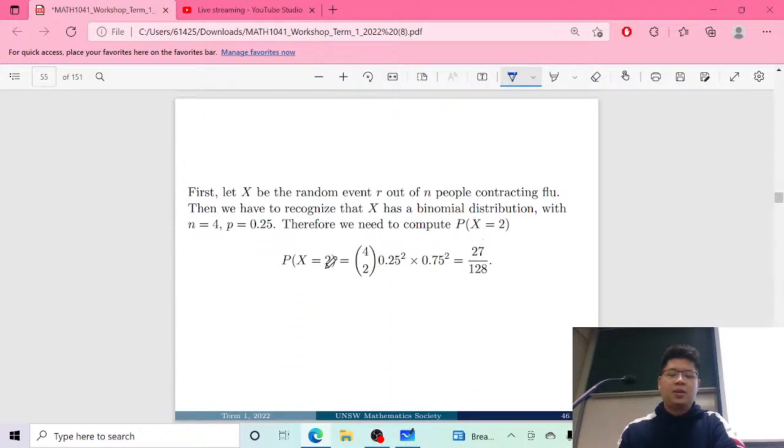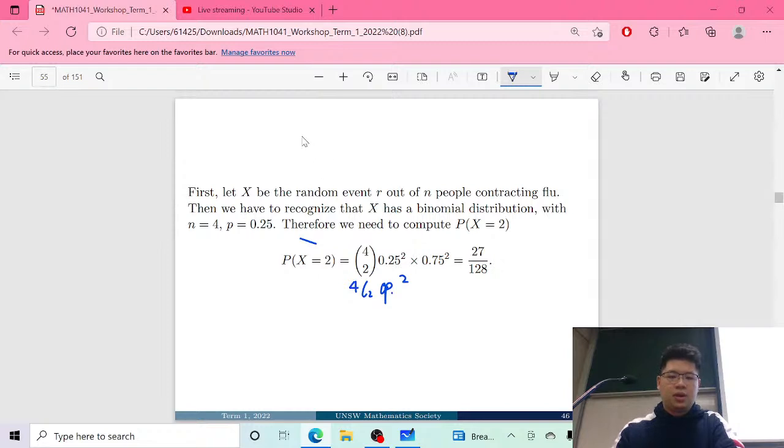From here, you just need to plug in the formula. Again, we already know what the binomial distribution is. We plug in the formula. Remember, this is 4 choose 2 times 0.25 being p squared. You just plug in the formula.